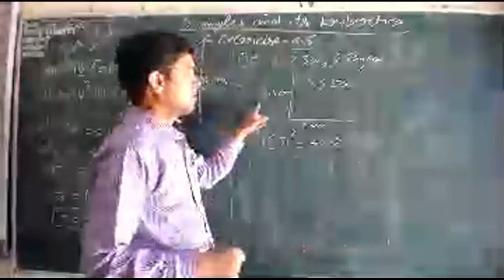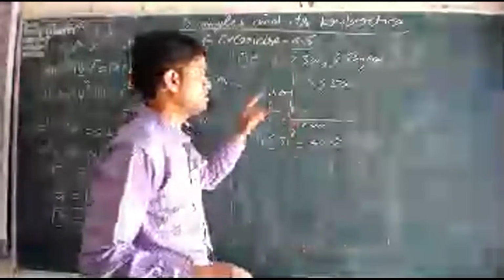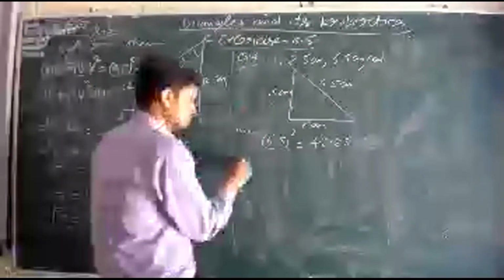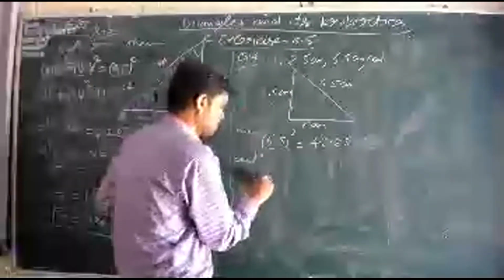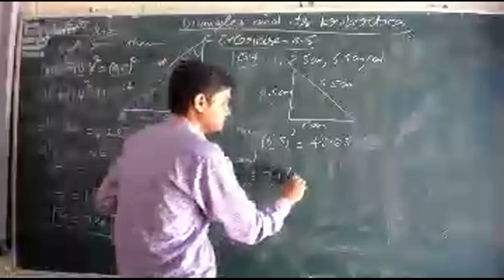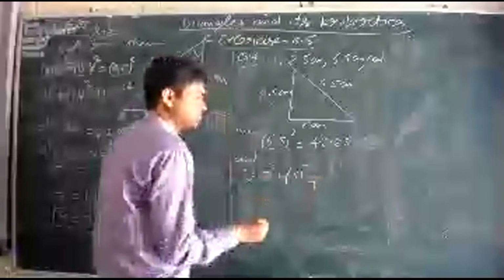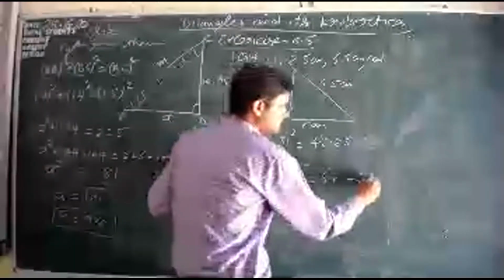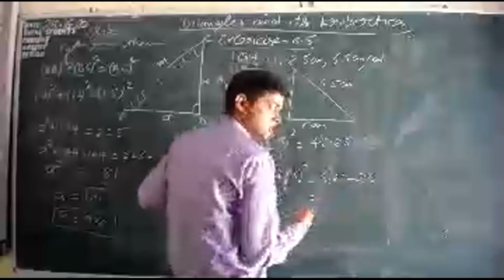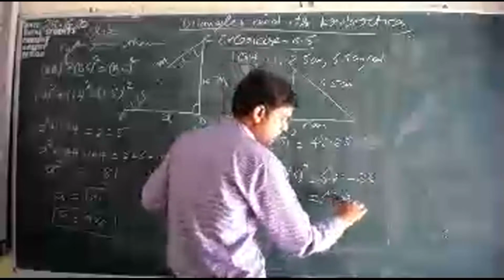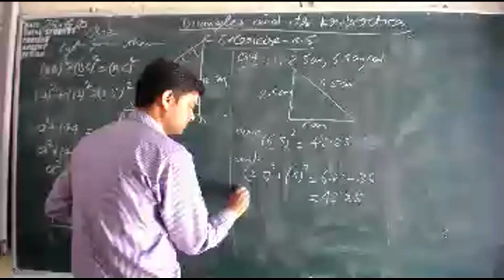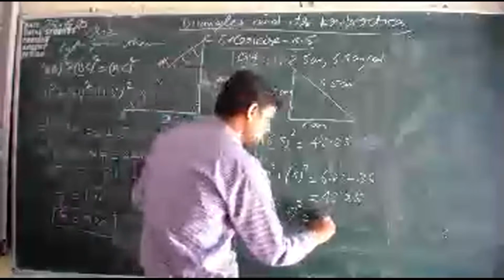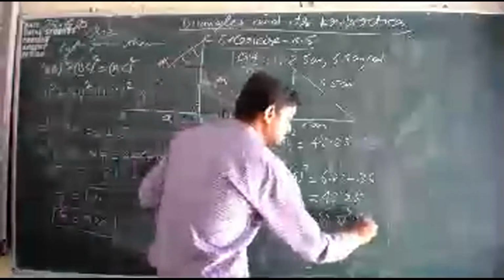Now the sum of the squares of these two sides is equal to 2.5 square plus 6 square. 2.5 square is equal to 6.25. Okay, 6 square is equal to 36, and 36 plus 6.25 is equal to 42.25. Here 6.5 square is equal to 2.5 square plus 6 square.